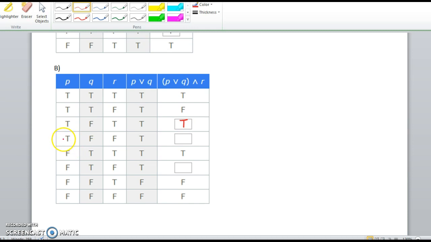Now the next one I have P is true, Q is false, R is false, P or Q is true. So P or Q is true and R is false. So true and false makes this box false. And then I have P is false, Q is true, R is false, P or Q is true again. So I have true and false. True and false again makes false.